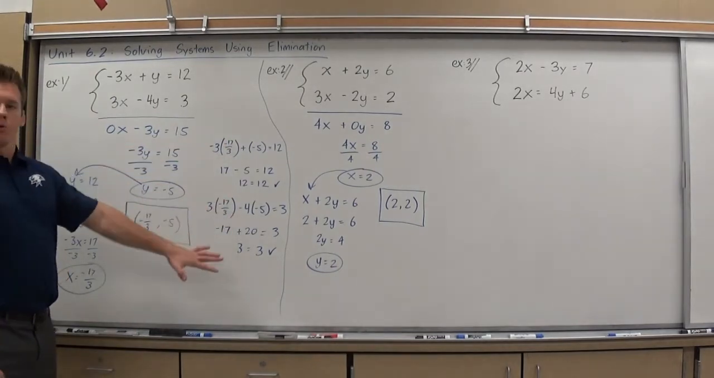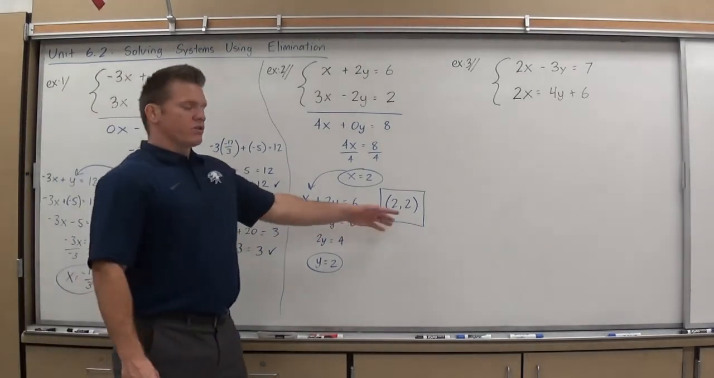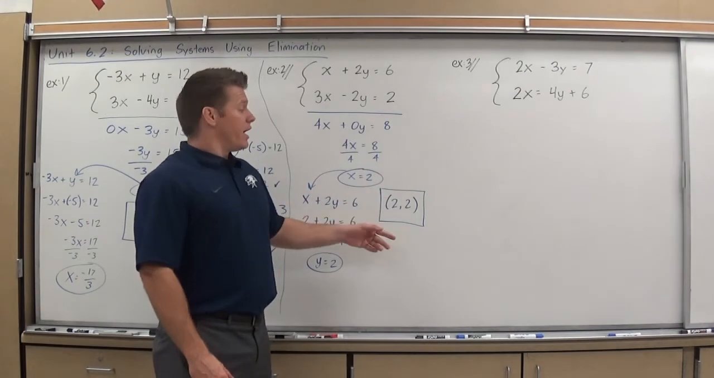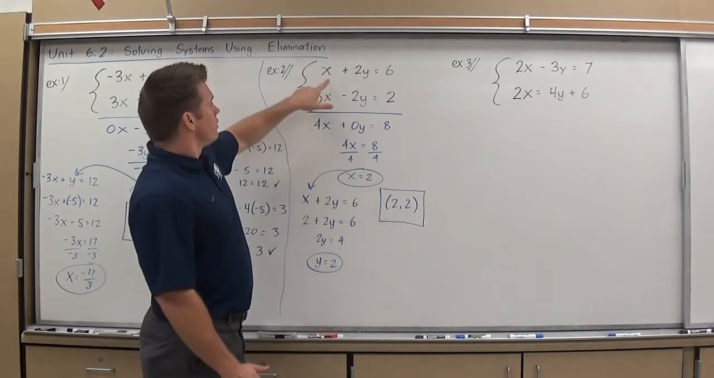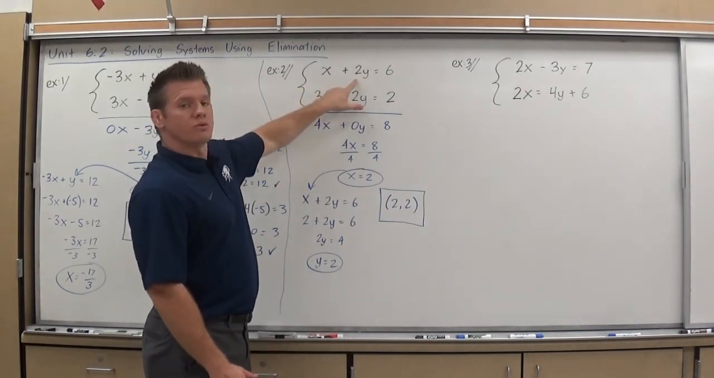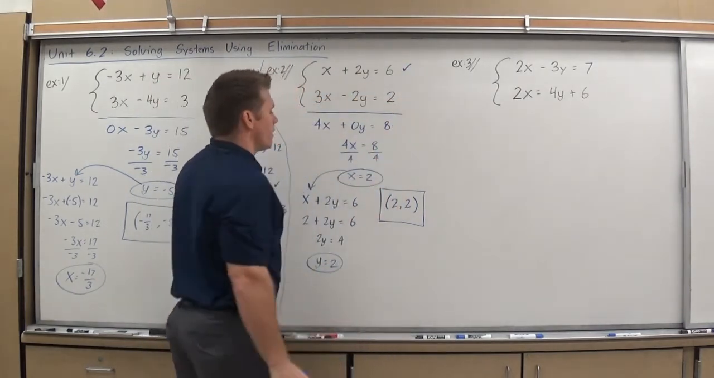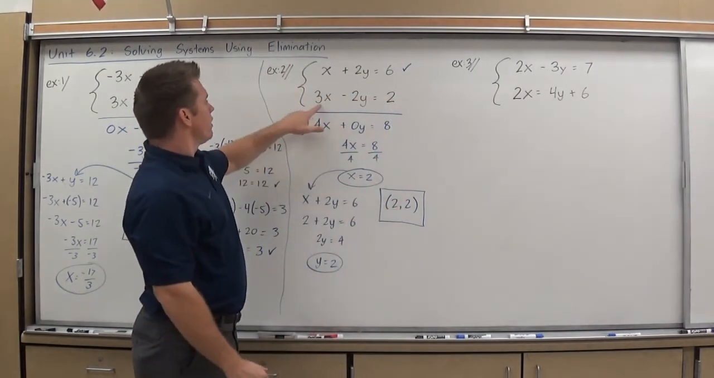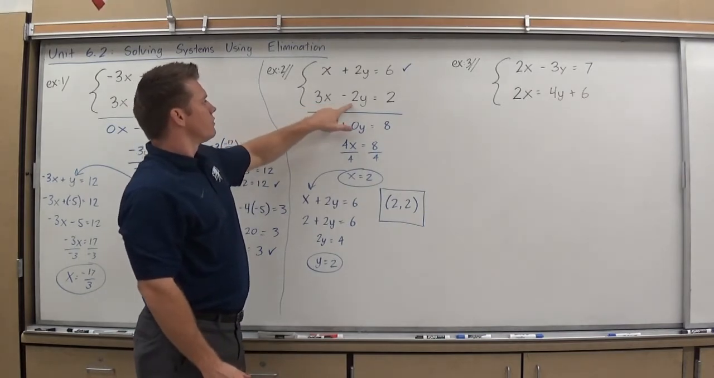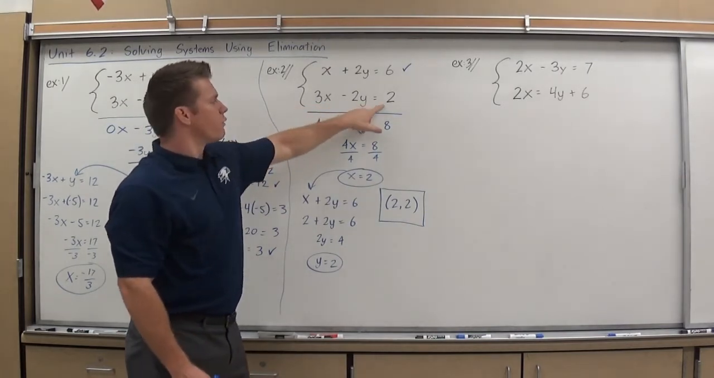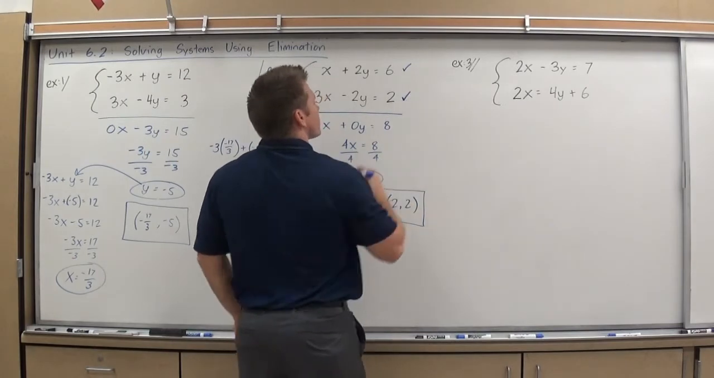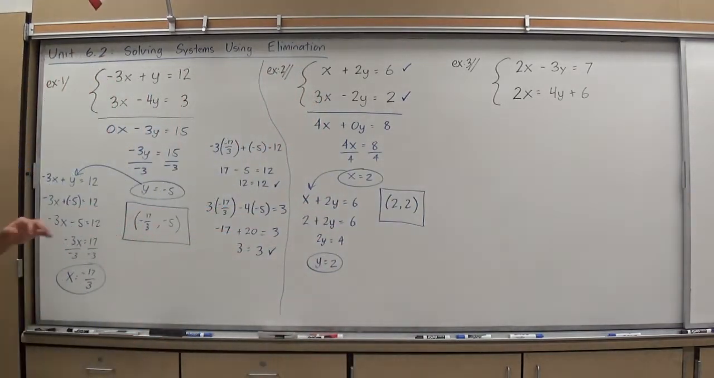Now here I wrote out all the work for that check. For numbers like 2, 2, I feel a little more confident doing that in my head, so I'll just talk it out verbally. 2 plus 2 times 2 is 4, so 2 plus 4 is 6. It worked for that one. Double check 2, 2 again. 3 times 2 is 6. 2 times 2 is 4. 6 minus 4 is 2. And check. So if it worked for both these, I have the correct solution. Those lines would intersect at 2, 2.